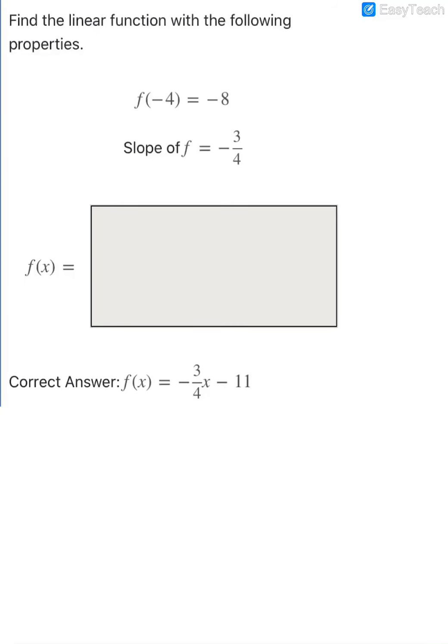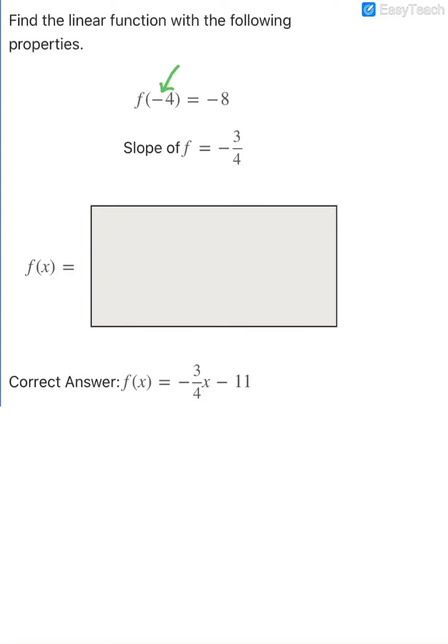We are going to look at linear functions, and then we're going to look at graphs of linear functions. So in this first problem, they're giving me some properties of a line. They are showing it in function notation, so they're telling me that f of -4 is equal to -8.